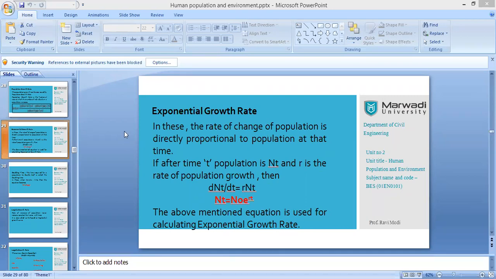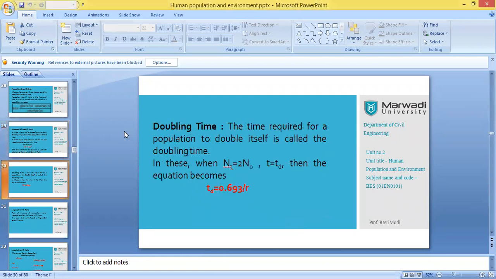Okay, so I hope this is over. The next part is doubling time. Suppose I want to know in how much time the population of any particular area will get doubled. The time required for a population to double itself is called the doubling time.